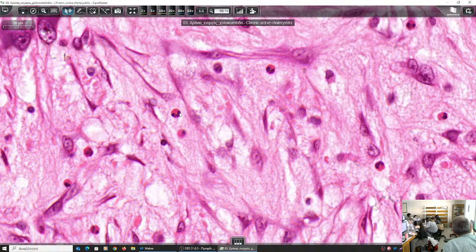Eosinophils are polymorphonuclear cells which are encountered in chronic inflammations, parasitic inflammations, and allergies. So this is not a sign of acute inflammation. This is an eosinophil. Okay.